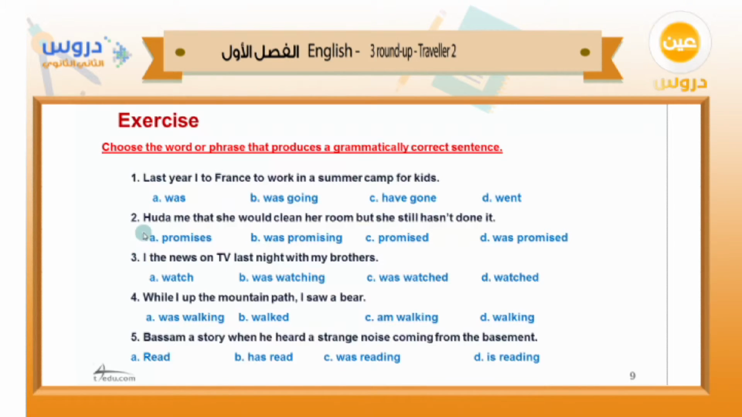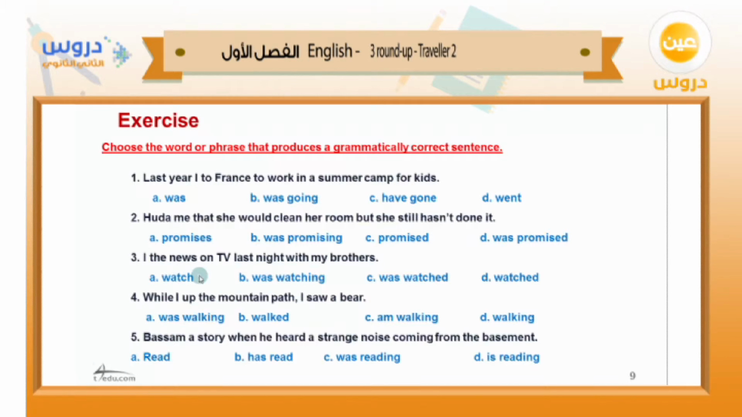Number 2: Huda promises me, was promising me, promised me, was promised. Huda promised me that she would clear her room, but she still hasn't done it. So she promised. We pick the simple past here because nothing interrupted. So Huda promised me. So C for 2. Huda promised me what? That she would clear her room, but she didn't do anything.